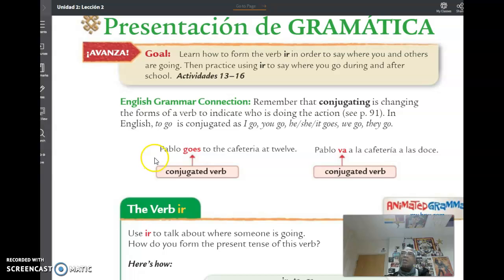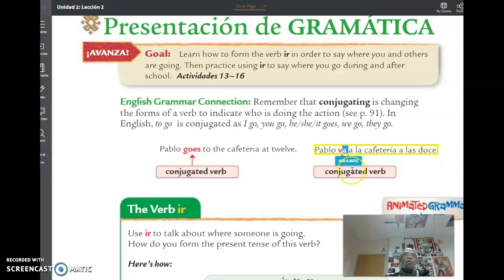This sentence says, Pablo goes to the cafeteria at 12. The conjugated verb is "goes" because it changes from the original verb. The original verb is to go, right? You don't say Pablo to go to the cafeteria at 12. Pablo goes. He's going at this moment, okay? In Spanish, the same thing. The verb is ir. You don't say Pablo ir a la cafetería a las 12 because that would be incorrect. You change the verb to va because that is the form for él, ella, and usted.